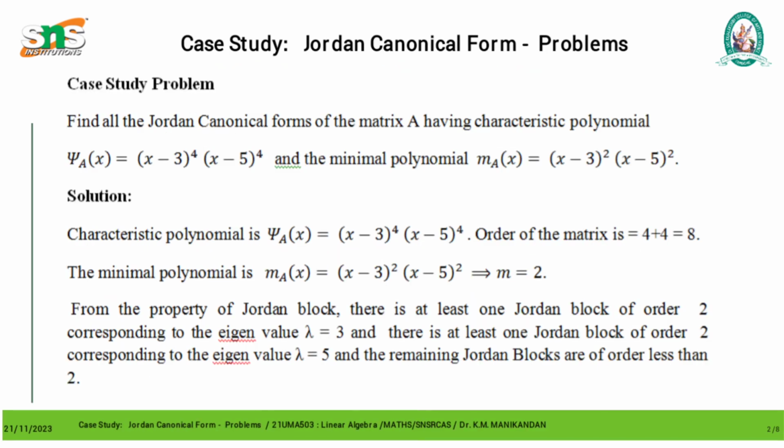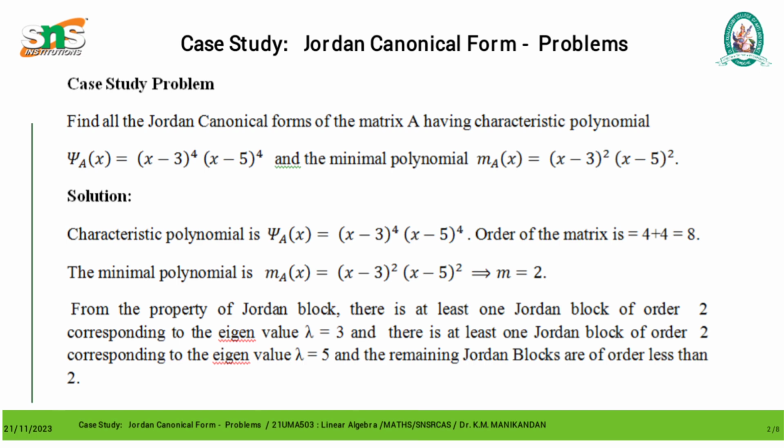First, to find all the Jordan canonical forms of the matrix A having characteristic polynomial chi A of x equal to (x minus 3) to the power 4 into (x minus pi) to the power 4, and the minimal polynomial m A of x equal to (x minus 3) whole square into (x minus pi) whole square. Here the eigenvalues are lambda equal to 3 and lambda equal to 5.